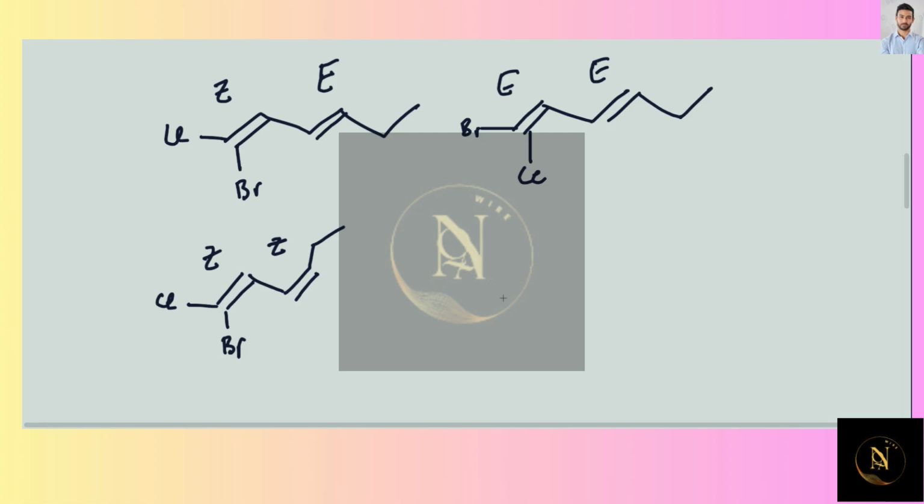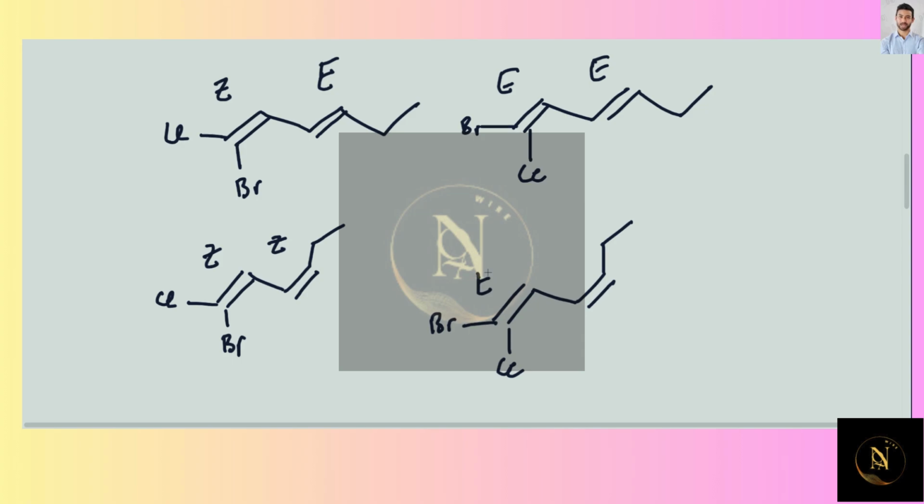I'm going to draw it one more time where I've changed the left-hand double bond with the chlorine and the bromine. Bromine here, chlorine here, and I've also changed the right-hand side. Right, so now we've got E over here, and we've got Z over here.